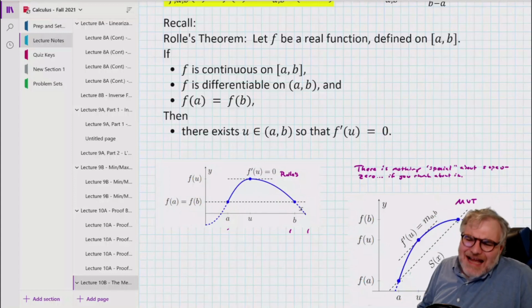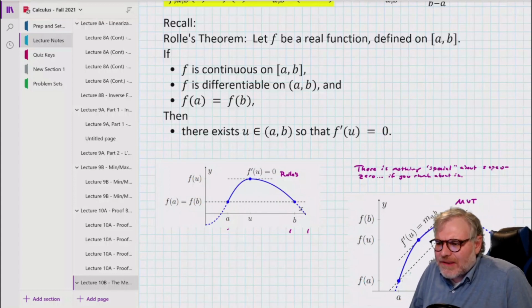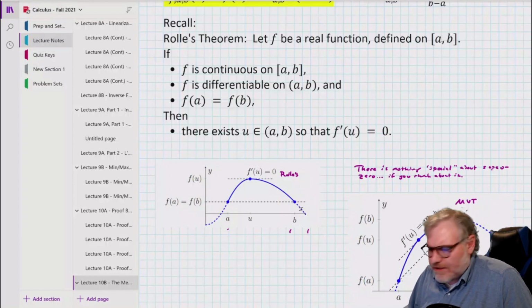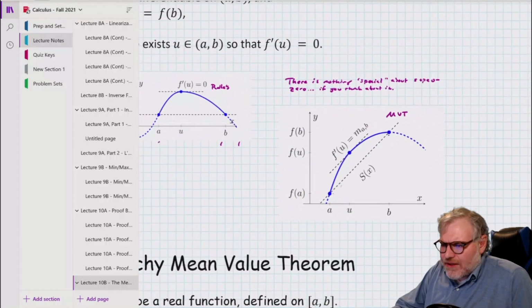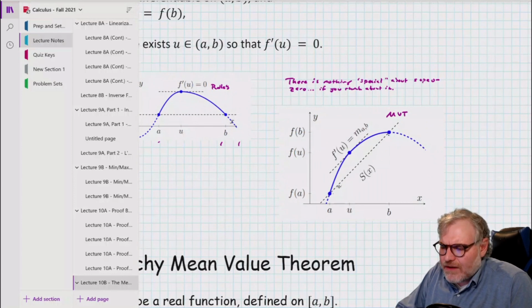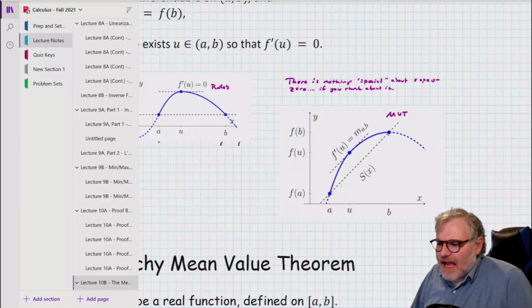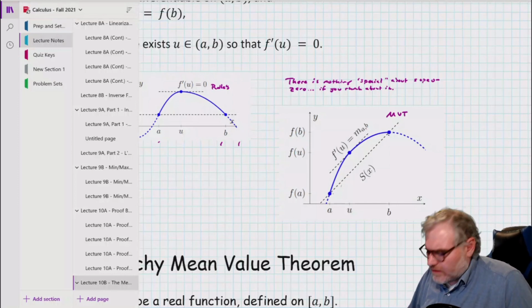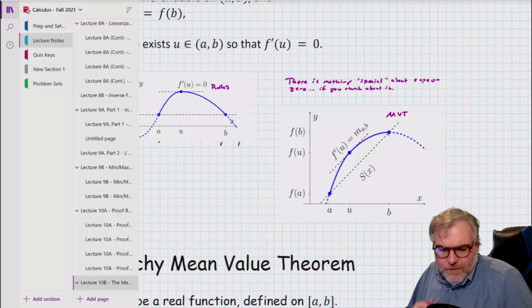Well, in this context, there's nothing really special about that secant line having a slope of 0. So the mean value theorem is going to say, if I just have a secant line of any type, there's going to be a u in the middle so that the slope of this tangent line is going to equal the slope of this secant line. In other words, this tangent line is going to be parallel to the secant line. And that's a perfectly good interpretation of what's going on.